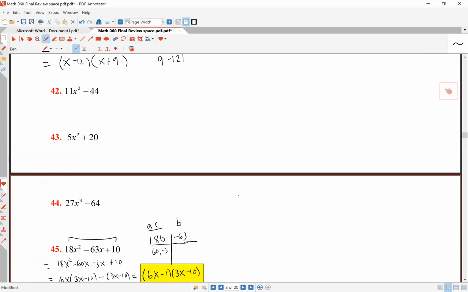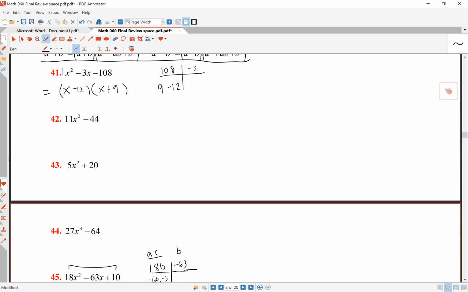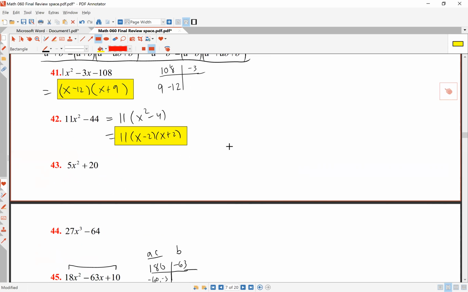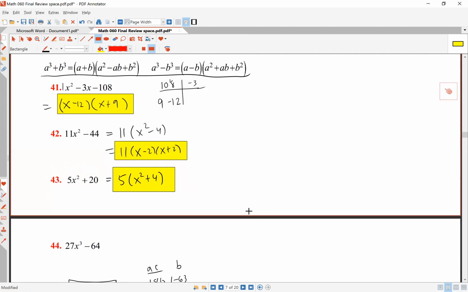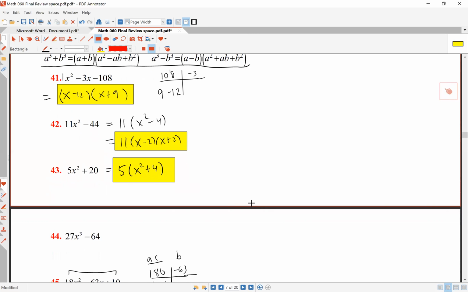All right, let's go back. 11x squared minus 44 has a GCF of 11 in there. And there's your difference of squares, x minus 2 and x plus 2. 5x squared plus 20, they both have a 5 in them, so I can factor that out. That leaves me with x squared plus 4. x squared plus 4 is a sum of two squares, and that's always irreducible.